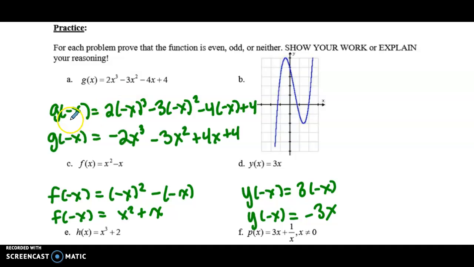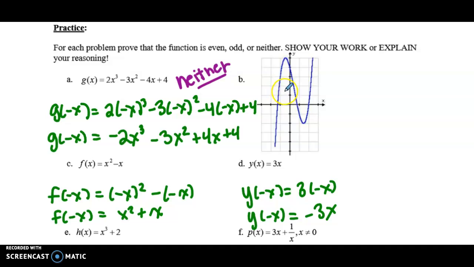All right, so for this one, you're going to plug in negative x. When you plugged in negative x, you should have gotten -2x squared minus 3x squared plus 4x plus 4. Let's compare. We had a positive, negative, negative, negative, we got all kind of stuff going on here. So it didn't all remain the same and it didn't all change. So this one is going to be neither. It is neither even nor odd.